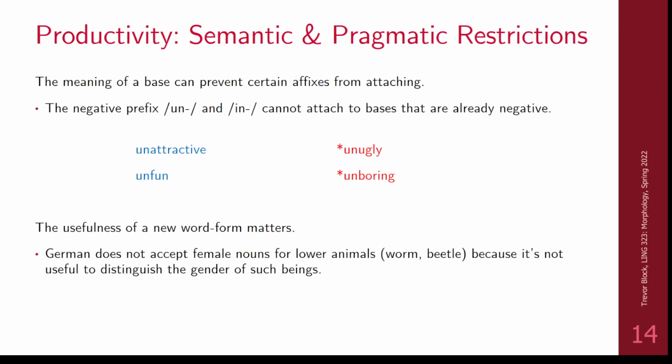It can be meaning-based too. So what's interesting about these negative prefixes un and in is that they have to attach to something with a positive quality. So you can say unattractive. Attractive is a good quality. Unfun. Fun is a good quality. So you can put un on there to make it negative. You're taking something positive and you're turning it into something negative.